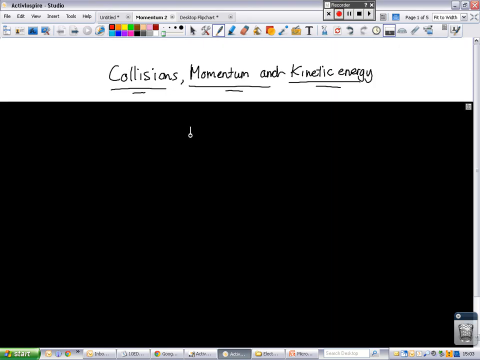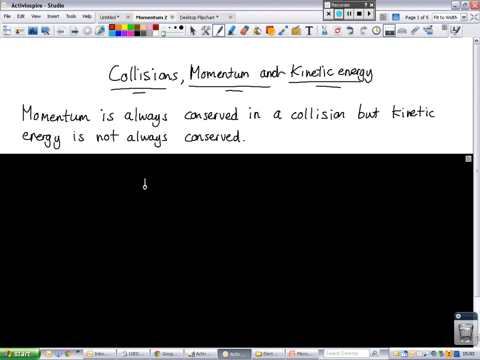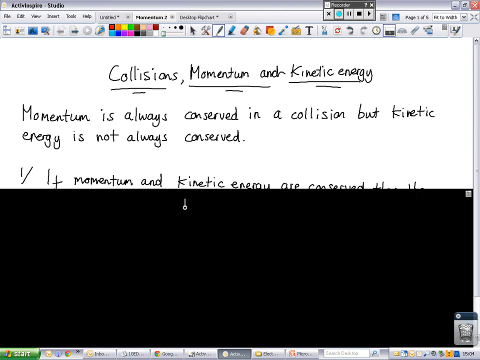So, collisions, momentum and kinetic energy. Rather than just looking at momentum being conserved, we're looking at whether kinetic energy is conserved or not. That leads us to two types of collision, and every collision can be classed as one of those two types. Momentum is always conserved, no matter what happens, provided there's no external forces. Kinetic energy, however, is not always conserved.